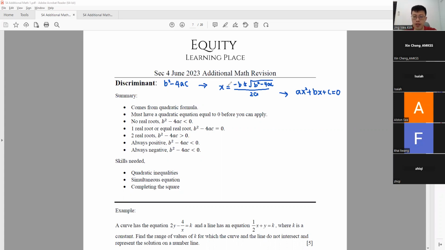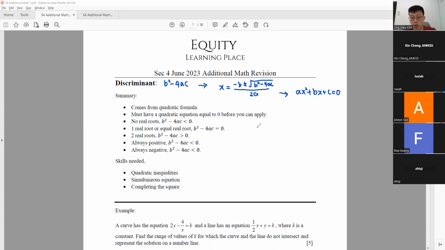And what truly affects that? The thing inside the square root. If the thing inside the square root is negative, then I will not have any x answer. If the thing inside the square root is 0, then I will have 1 x answer. And when the thing inside the square root is more than 0, I would have 2 x answers because I have 1 positive answer and 1 negative answer. Okay? Next, always positive also means b squared minus 4ac less than 0.